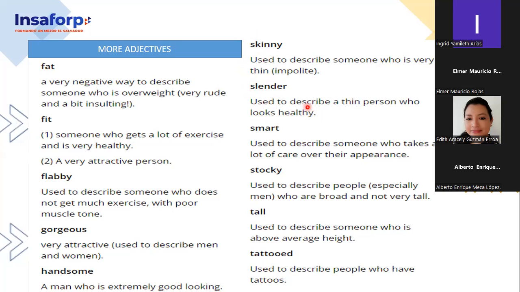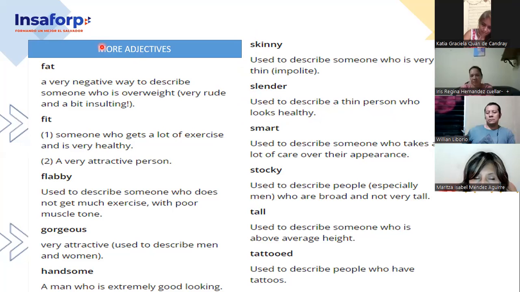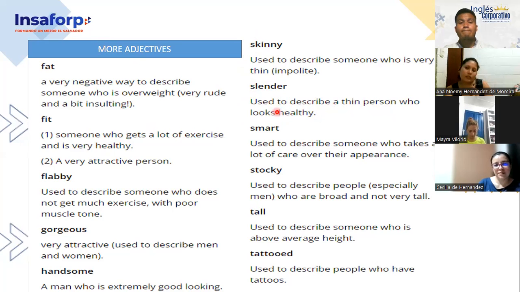Slender is used to describe a person who looks healthy, a thin person who looks healthy. So es delgado, pero no le vamos a decir te ves seco. Entonces, sí, de forma educada, oh, you're slender. Entonces, el término skinny jeans es como que muy fuerte decirlo, ¿verdad? Como jeans para secos o algo así. Yeah, it's like para delgado. Ya se sabe automáticamente. Para seco. Es para súper sequito. That's okay.